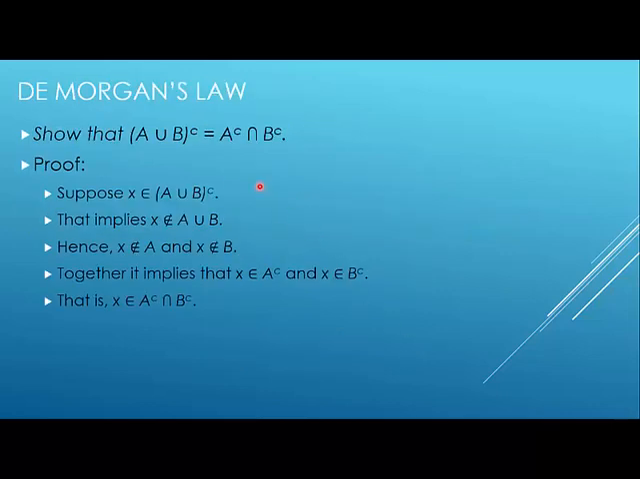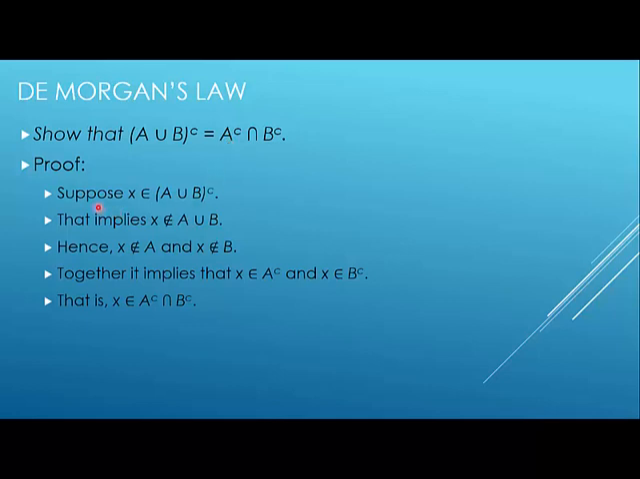Now here comes the most famous De Morgan's law. This De Morgan's law shows that the complement of A union B is equal to the intersection of A complement and B complement.